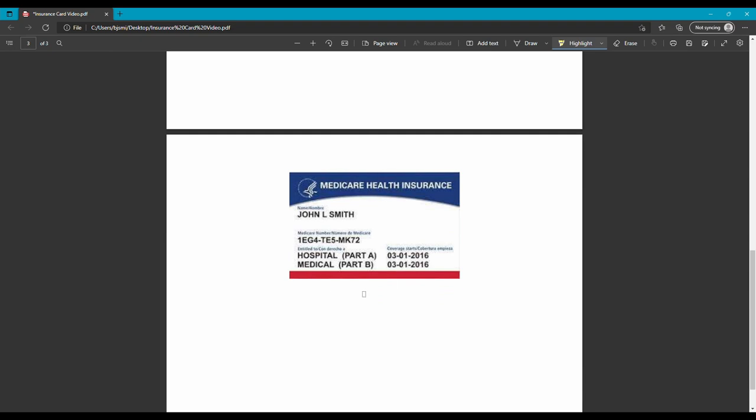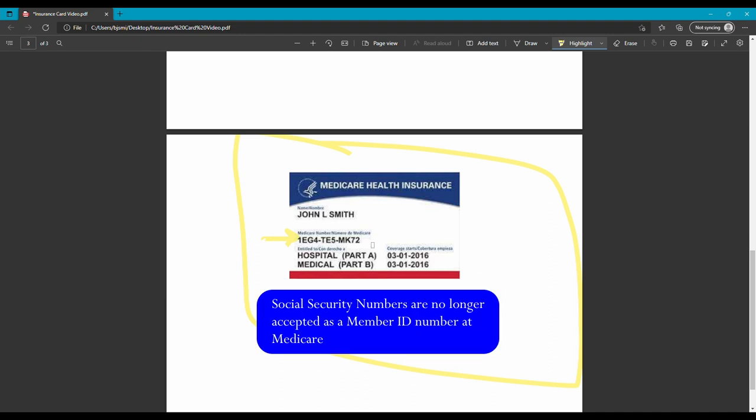My last example is Medicare. Everybody's going to have Medicare. Things to note about Medicare is that this number, the Medicare number, is the member number or the subscriber ID number. They're all used interchangeably. And they no longer accept Social Security numbers as the number.